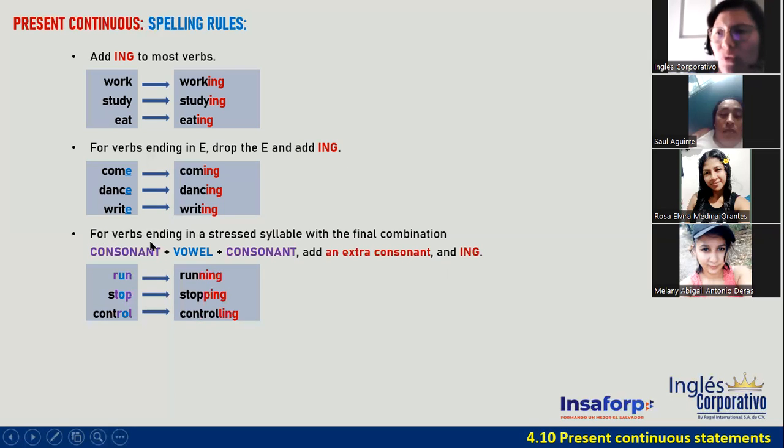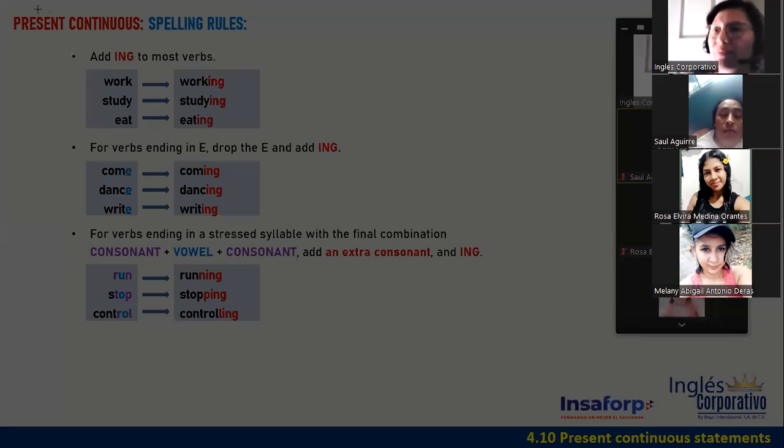And this is for verbs ending in a stressed vowel or stressed syllable with the final combination consonant, vowel, consonant. We add an extra consonant and then we add ing. Examples, run, running, stop, stopping, control, controlling, right? Whenever I have these particular types of verbs, okay, we need to duplicate the last consonant and then I add ing to the verb, right?